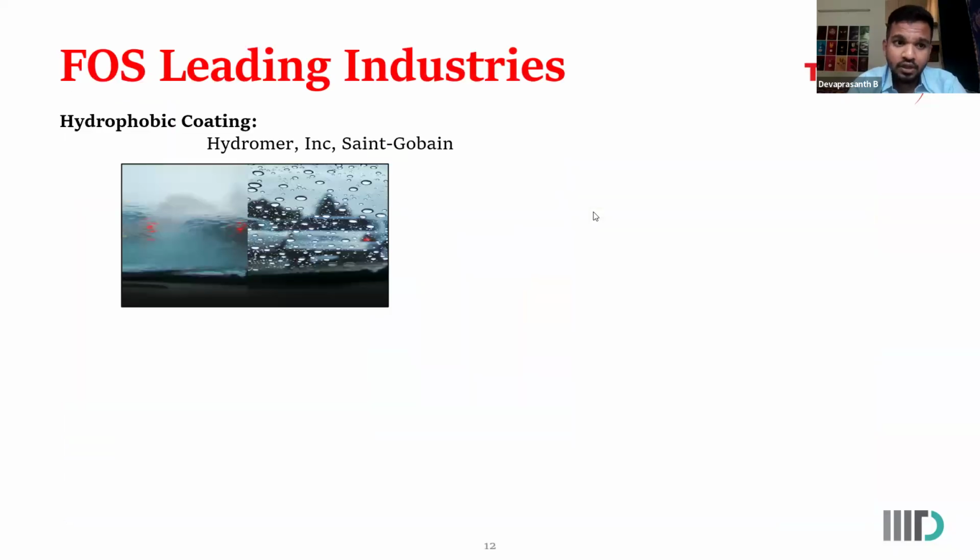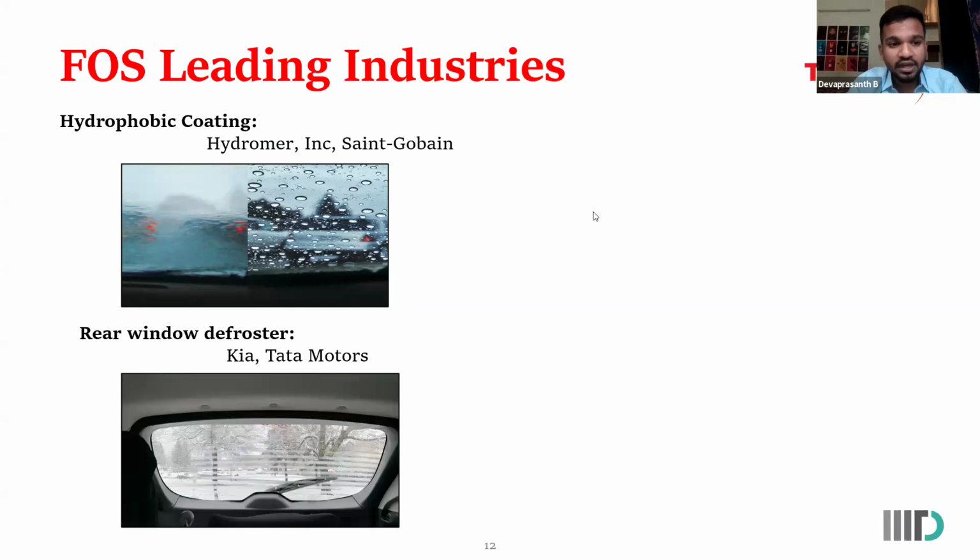Here you can see the leading industry with the same problem. Here is a hydrophobic coating. You can see glass buildings, but those glasses are always clear. So they use a hydrophobic coating, a kind of coating they spray on the glass at periodic intervals. This was used by Hydromer and Saint-Gobain. Then you can see the rear window defroster. Even our cars have glass in front and back, right? But they don't get condensed easily because they have a rear window defroster, which is a strip-like thing that heats the glass in a periodic manner.